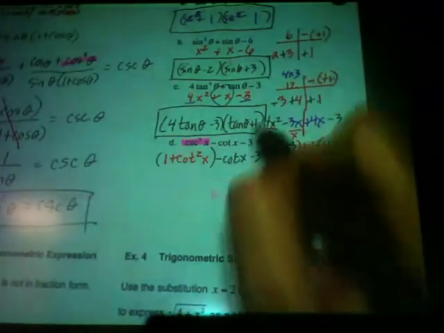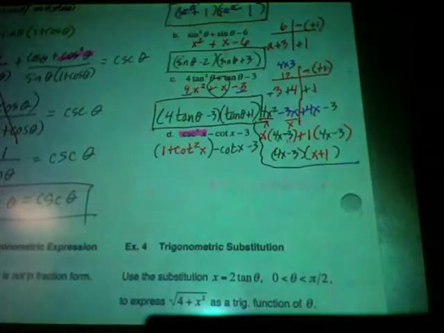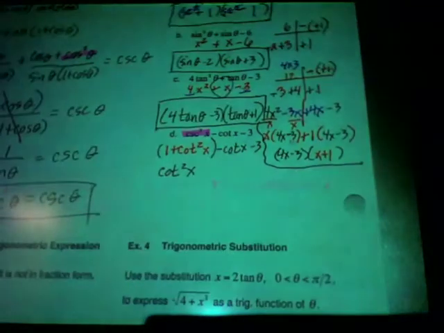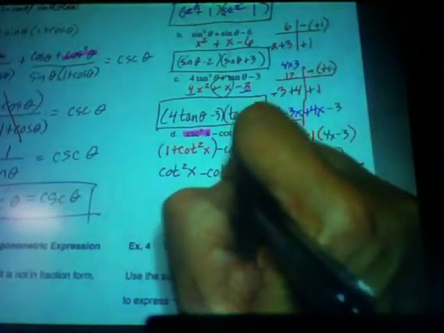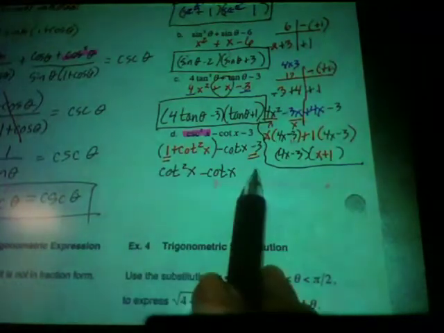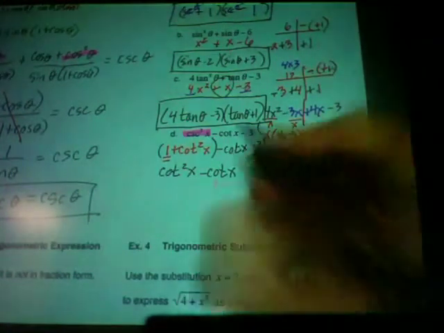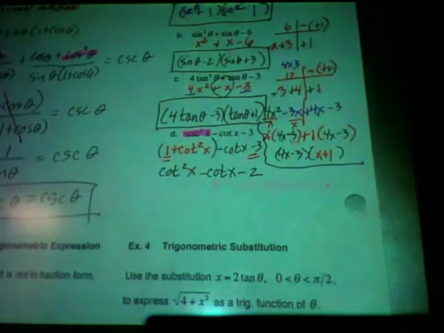So before I can factor it, I need to put it in proper order. The squared term has to come first, so the cotangent squared x needs to come first. Then the plain x is minus cotangent of x. Then aren't these right here like terms, the 1 and the negative 3? Don't they combine to give me negative 2? Are you okay with that?